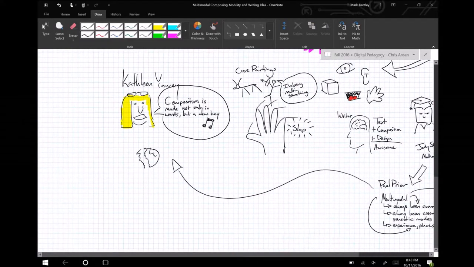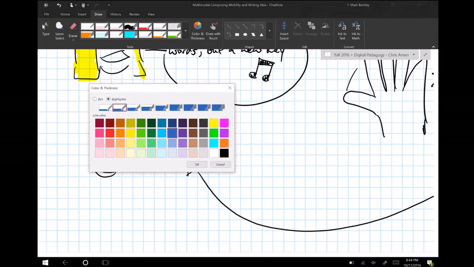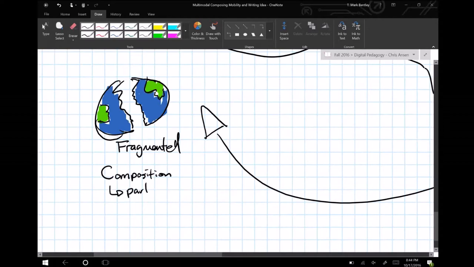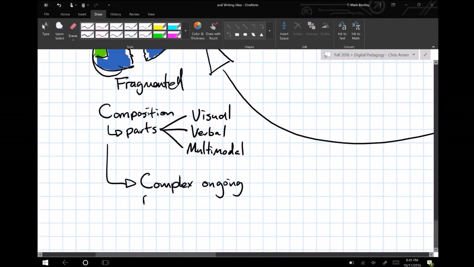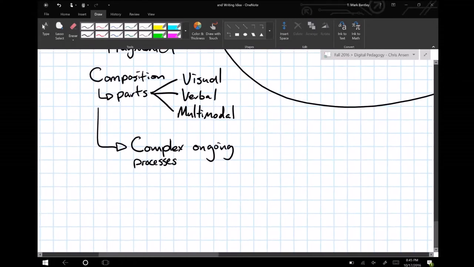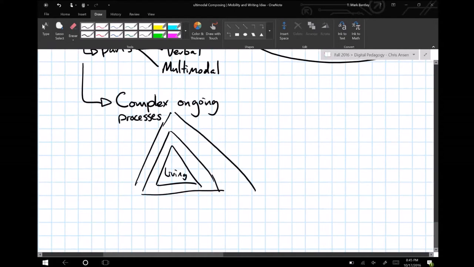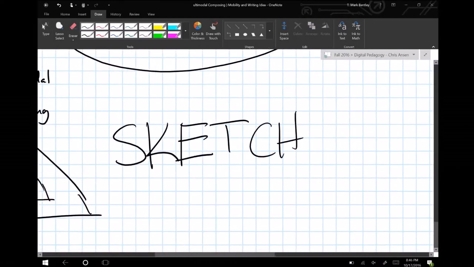Shipka also points to Kathleen Yancey's 2004 article, Looking for Sources of Coherence in a Fragmented World, to note that she reminds us that a composition is, at once, a thing with parts, with visual, verbal, or multimodal aspects. It's the expression of relationships, and perhaps most importantly, it's the result of complex, ongoing processes that are shaped by and provide a shape for living. A shape or a space for living brings us back to what sketchnotes can provide for their creators.